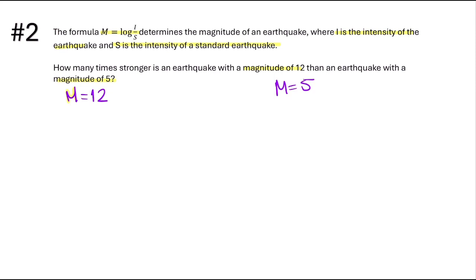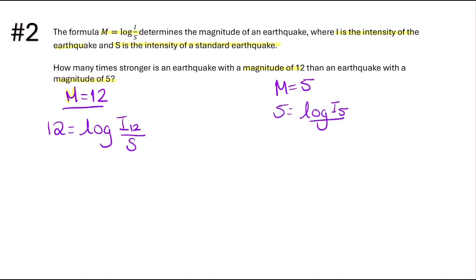So let's plug this into the formula. For the m equals 12 earthquake, we have 12 equals the log of the intensity of the earthquake, which we'll call I12 for reference, over s, which is the standard. And then here we have 5 equals the log of I5 over s. Now we're going to rearrange these formulas in terms of s so that we have some basis for comparing them. I'm going to flip this equation around so that I can rewrite it in exponential form.